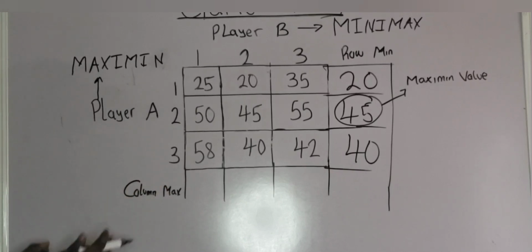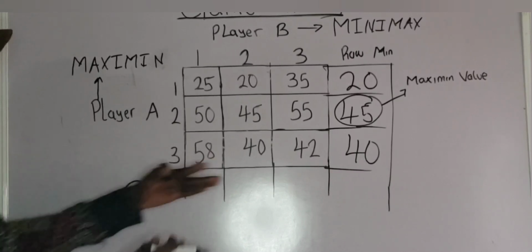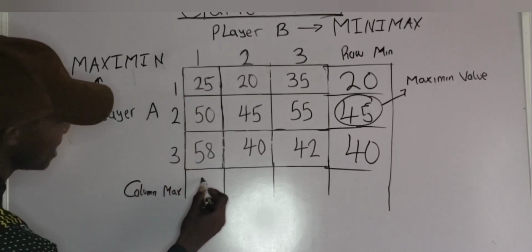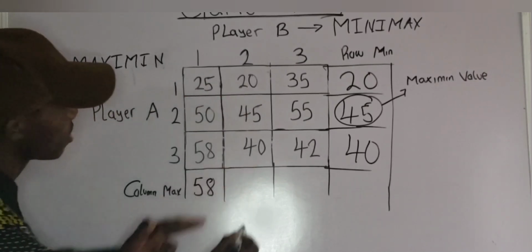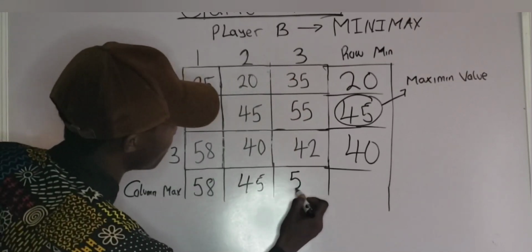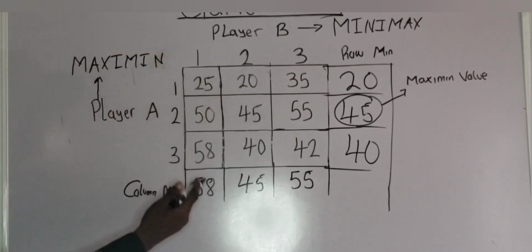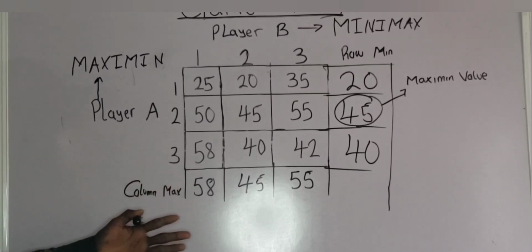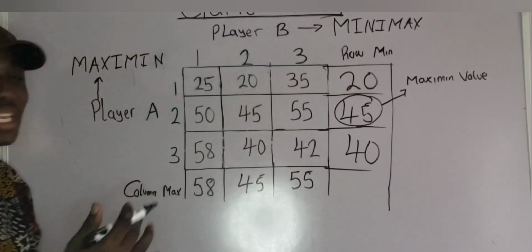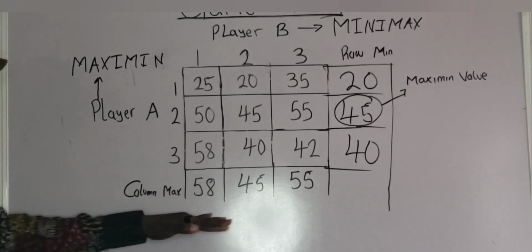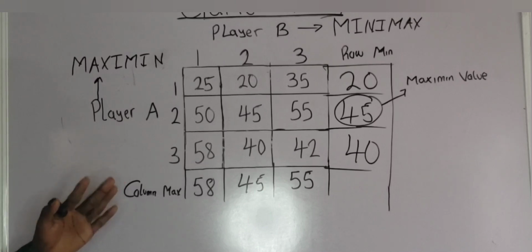The first step is that we are going to find the column maximum of each strategy. So the maximum here is what? 58. The maximum in this column is 45. The maximum in this column is what? 55. So having determined the maximum value, we are going to choose the minimum among the maximum. Don't forget, player B is adopting the minimax principle. Minimum of the maximum. You understand? Select the minimum among the maximum value that you have already found. That is it. You understand?